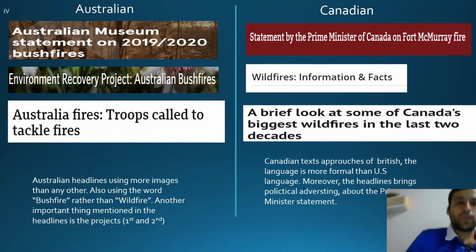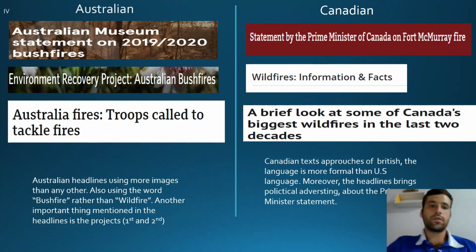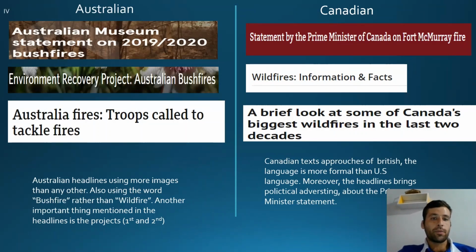Now we have here Australian headlines: "Statement on 2019 and 2020 bushfires," "Environment Recovery Project," "Australian bushfires," and "Australia fires, troops called to take on fire." Australian headlines use more images than any other, also using the word bushfire rather than wildfire. It's about spelling. And another important thing mentioned is the headline is projects, because there are too many projects about bushfires and wildfires, for everybody to be conscious about this.